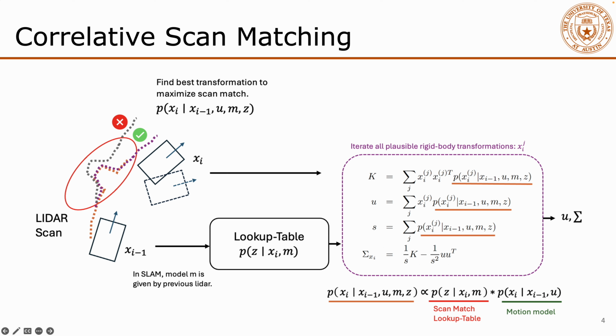As you can see in this figure, CSM can choose the pose that best aligns the previous lidar scan. We do this by first building a lookup table based on the previous lidar scan, and then we enumerate all possible transformations between the two poses, and then we evaluate their observation likelihood from the lookup table, as well as the motion model. And finally, we can return this estimated distribution of the transformation.